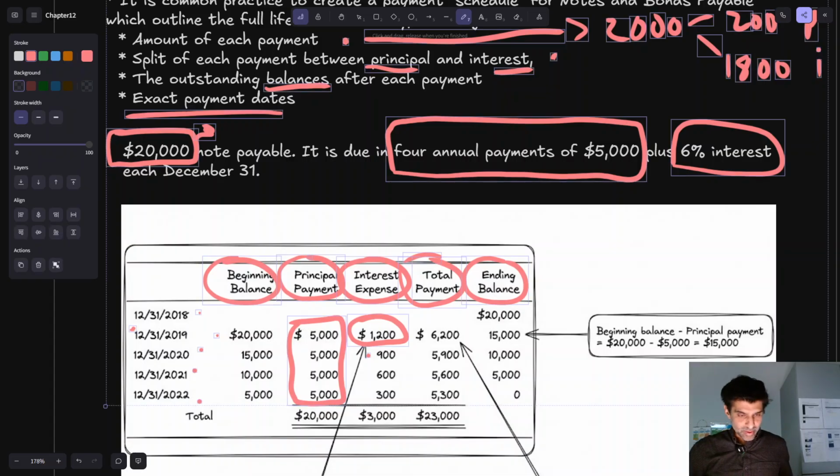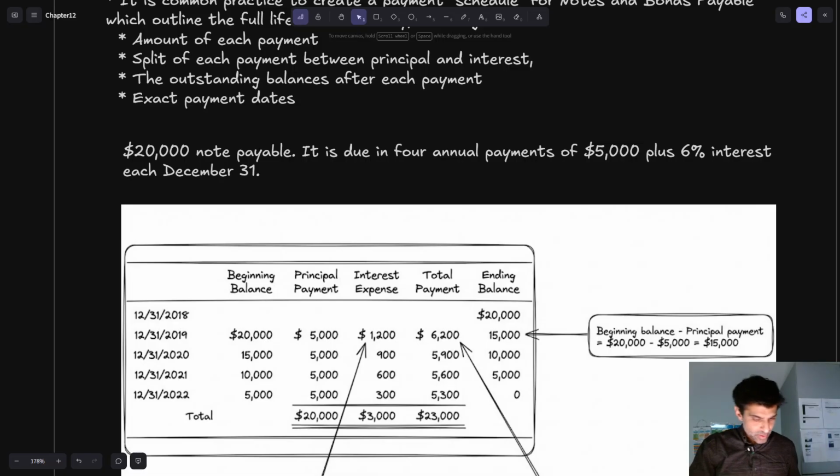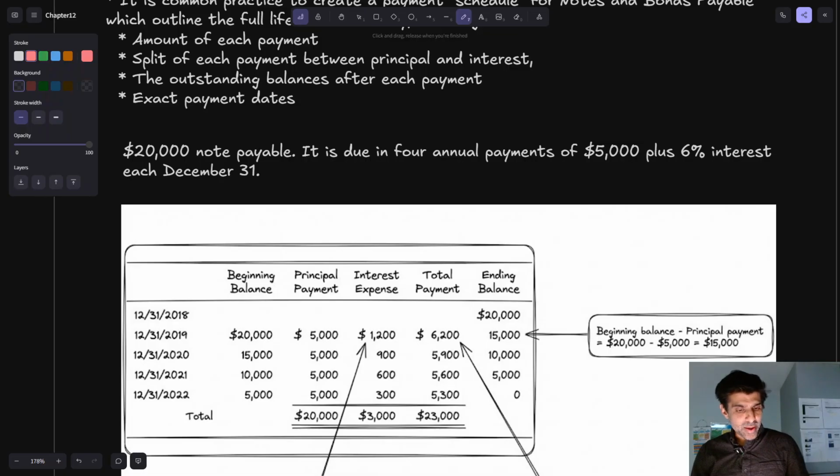So let's just explain this a little bit better. So first, you're going to pay, this is 6% times 20,000 times 20K. Because your principal for the year from December 2018 to December 2019 was this much. So for 1 year, the principal outstanding was 20,000. So you're going to pay the 6% interest on that full amount of principal. So the total payment that you pay to the lender is 6,200.